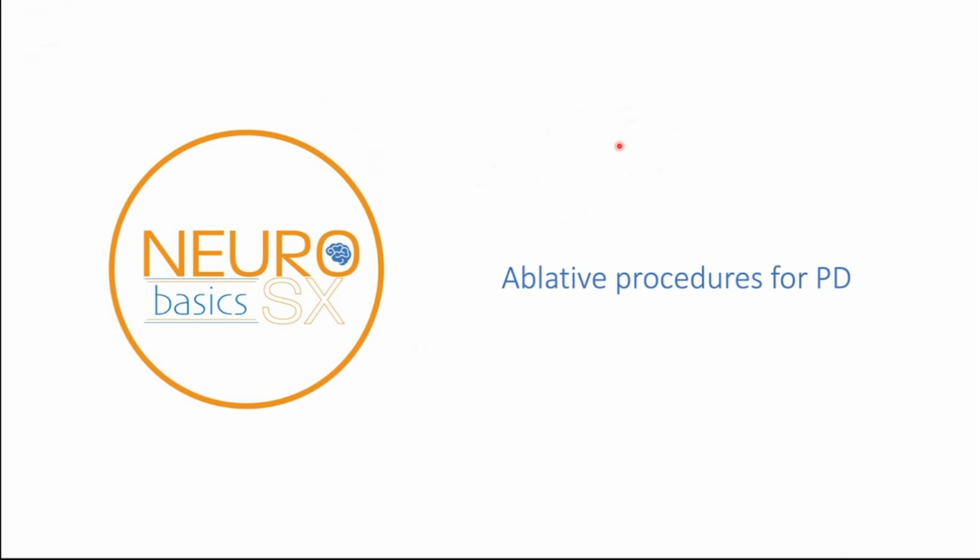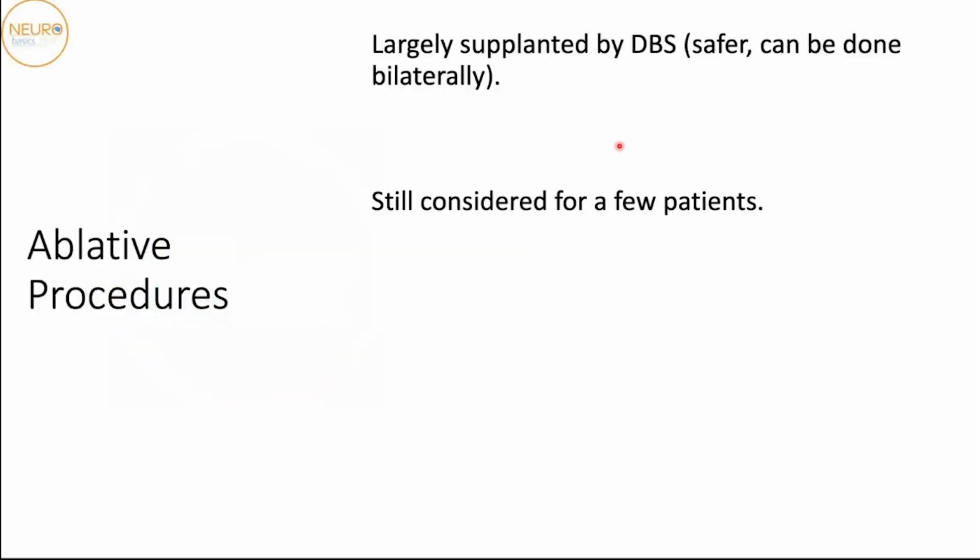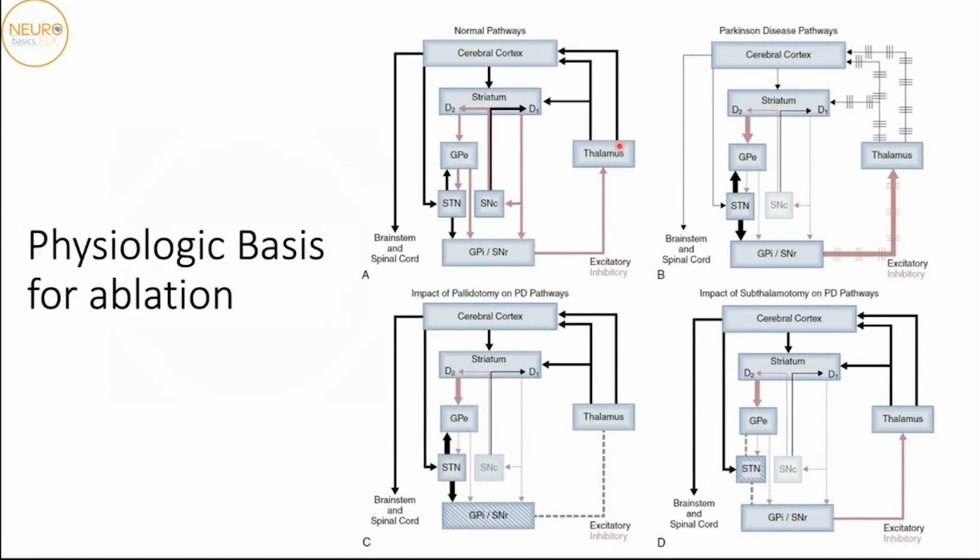Right. So coming to the next section, that is ablative procedures for Parkinson's disease. So as compared to DBS, ablation has largely been supplanted. The fact is, at the end of the day, DBS is safer, and unlike ablation, it can be done bilaterally, taking care of symptoms on both sides. But DBS cannot be done for all patients for a lot of reasons, and so ablation is still considered for a few patients. Now, how ablation works, we have already discussed these pathways and the changes that happened in Parkinson's disease in the previous lecture.